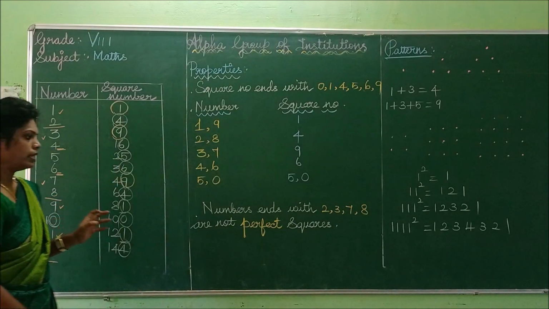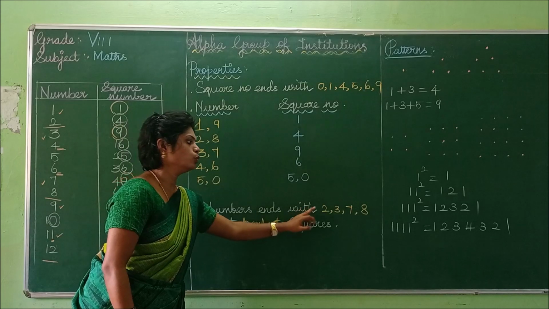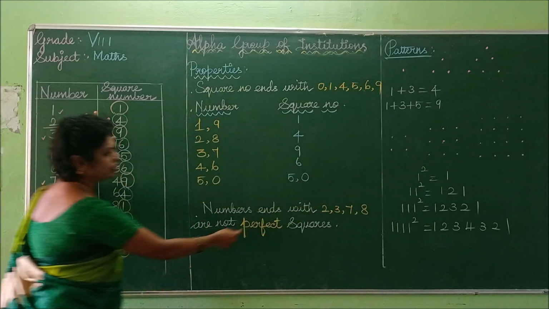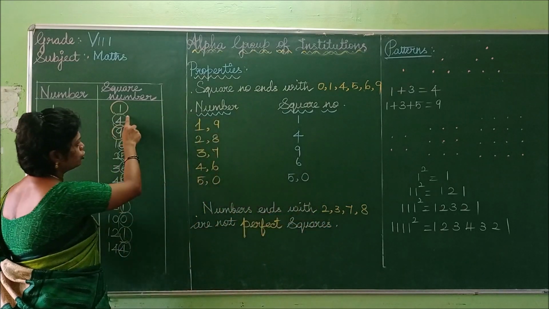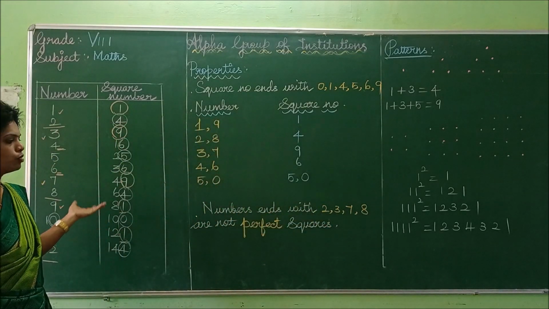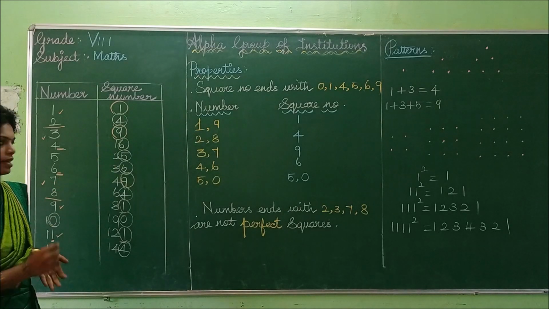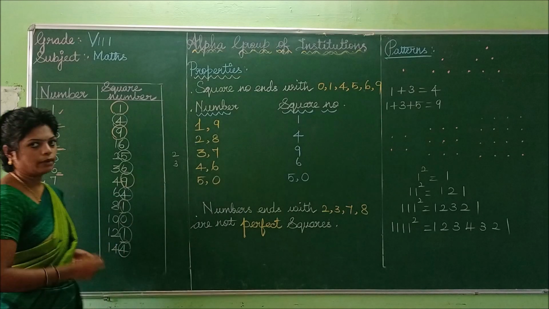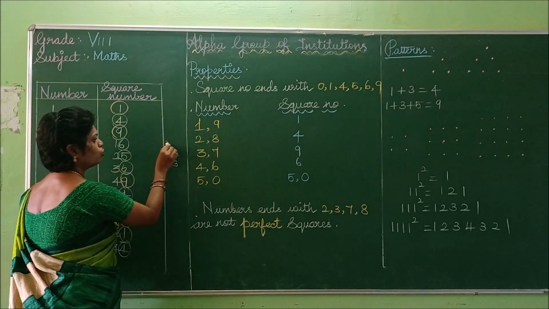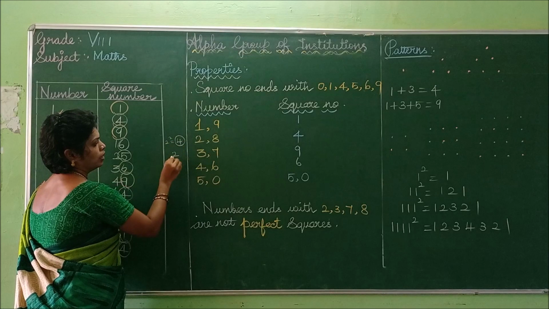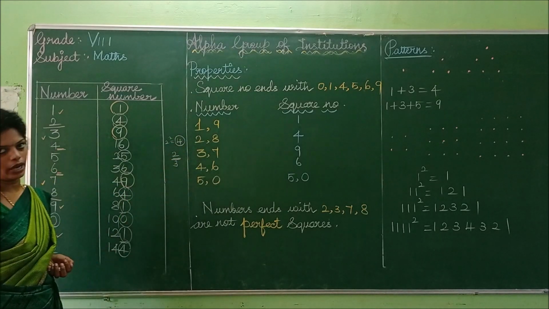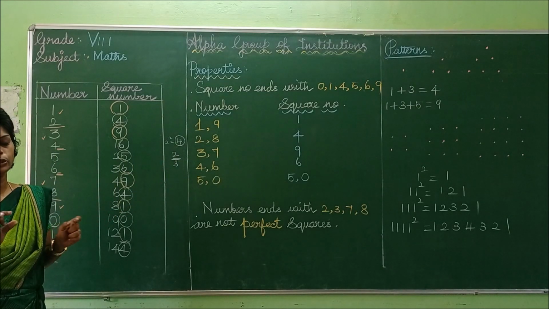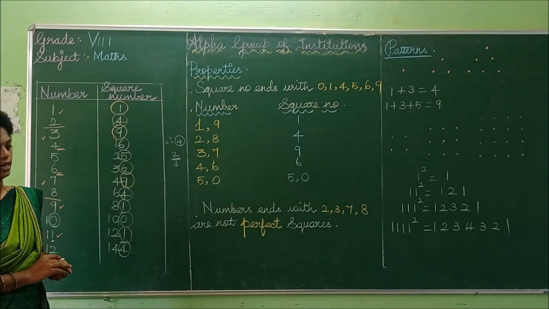That's all. So listen, numbers that end with 2, 3, 7, 8 are not perfect squares. No square numbers end with those digits. Take 2: 2 squared is 4, but 2 itself is not called a square number. 2 squared is 4, but simple 2, no. The number 2 will not be called a perfect square.